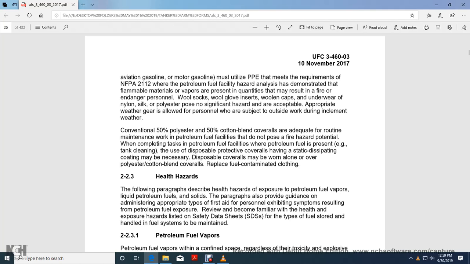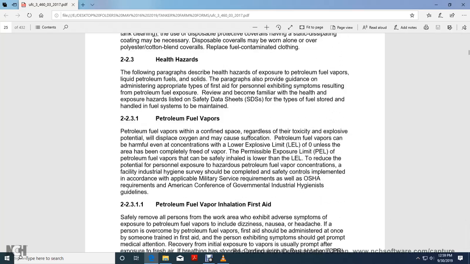Where petroleum fuel is present, such as during tank cleaning, the use of disposable protective coveralls having a dissipating coating may be necessary. Disposable coveralls may be worn alone or over polyester-cotton blend coveralls. Replace fuel contaminated clothing.